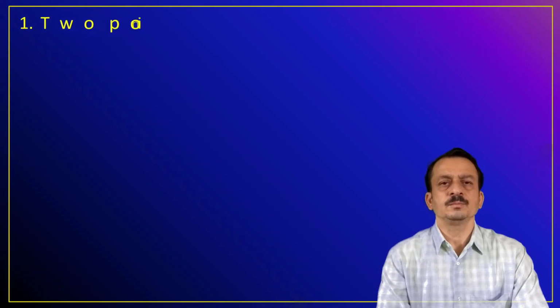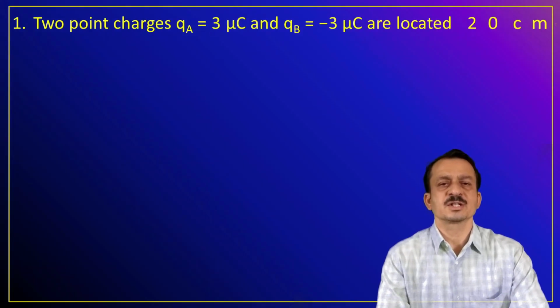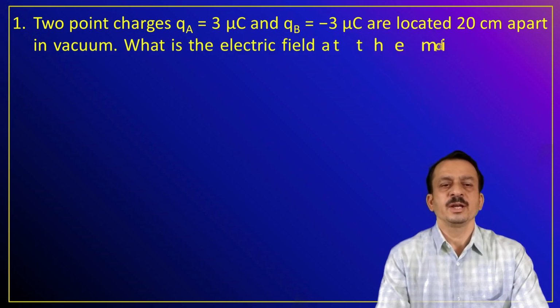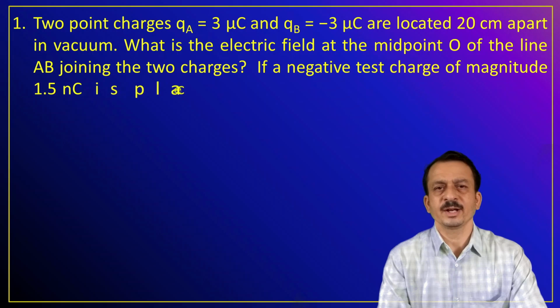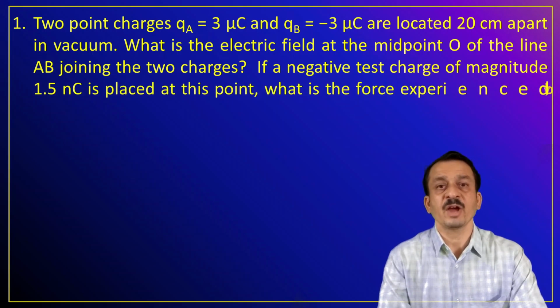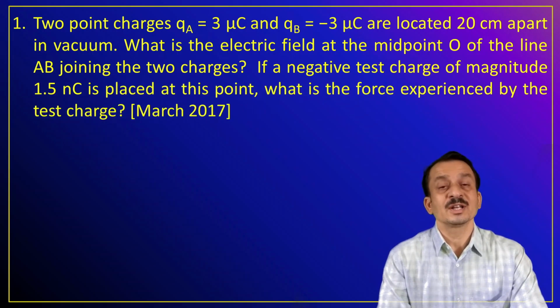Now we'll solve some problems regarding the first chapter, the electric charge and field. First problem: two point charges QA equal to 3 microcoulomb and QB equal to minus 3 microcoulomb are located 20 centimeter apart in vacuum. What is the electric field at the midpoint O of the line AB joining the two charges?